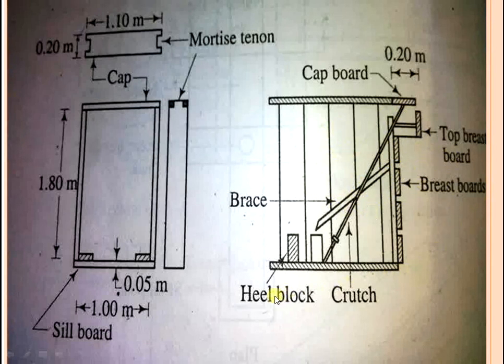Here we see the supports: this is the heel block, this is the crutch, and this is the breast board, where lining is done with masonry. Next, the top breast board, and in this size the cable is 0.20 meter.